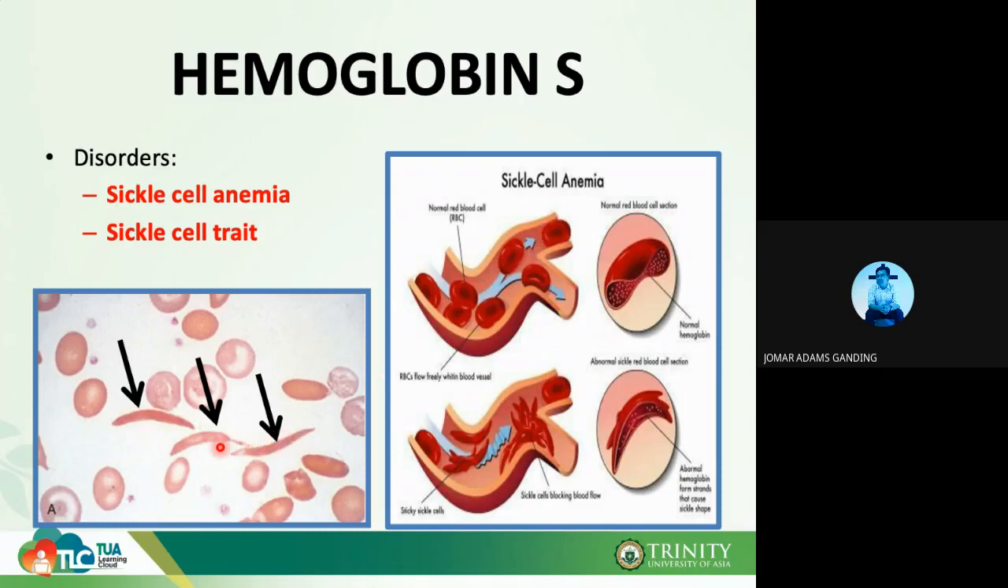Anong nangyayari kapag sickle cell? Kapag sickle cell, they cannot deform themselves to pass through the vessel. Ang nangyayari, nag-accumulate sila dyan at dahil nag-accumulate sila dyan, hindi sila nagfo-flow, okay? Nagbabara yung blood vessels natin. So, this happens kapag walang oxygen.